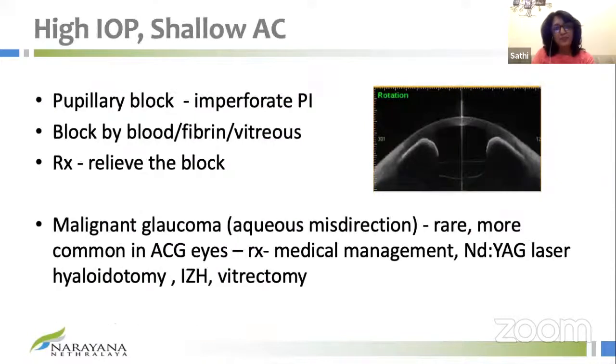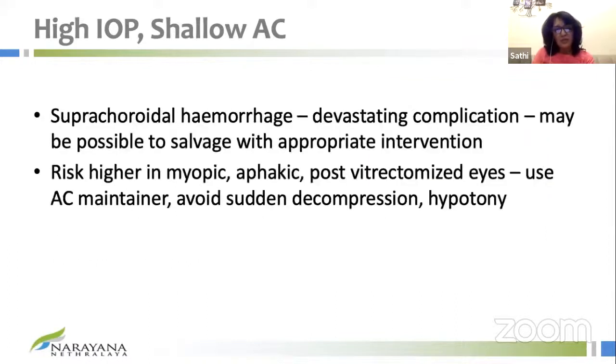Ma'am, 1 minute remaining. The situation of high intraocular pressure with a shallow chamber is, like I said, quite rare. Pupillary block can happen either due to an imperforate PI, or block by blood, fibrin or vitreous. You need to relieve the block. Malignant glaucoma, again rare, is more common in angle closure eyes. Medical management, laser hyalodotomy or iridozonular hyalodotomy may be required.